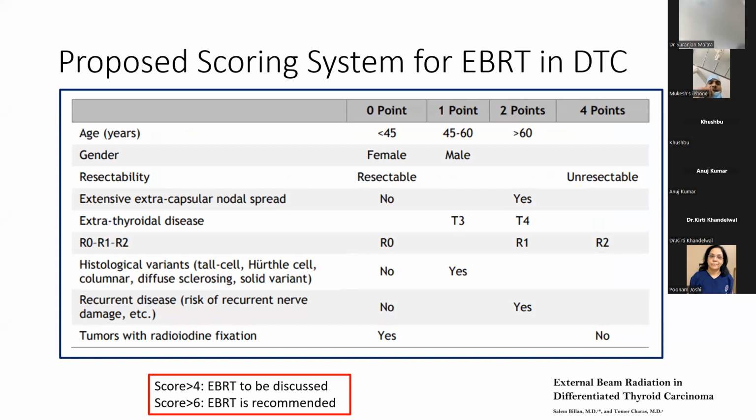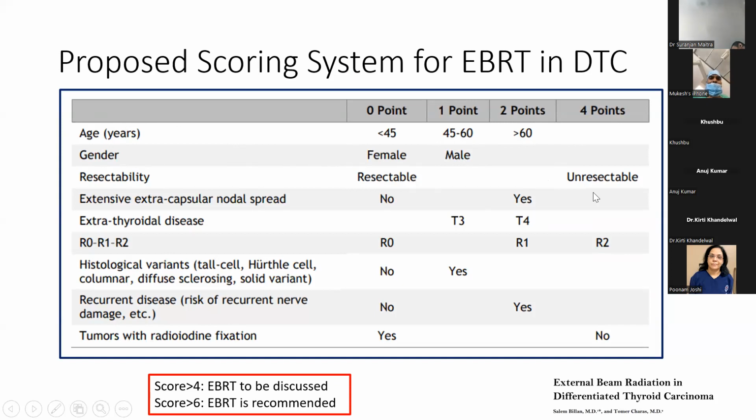Now we come to one of the proposed scoring systems that comes from the French group. This paper was published by the PMH, the Princess Margaret Hospital, and we can see some of the risk factors here that indicate more towards giving EBRT in a certain set of patients. So here we can see age more than 60, that is a bad prognostic factor. Gender, males are definitely a bad prognostic factor when compared to females.